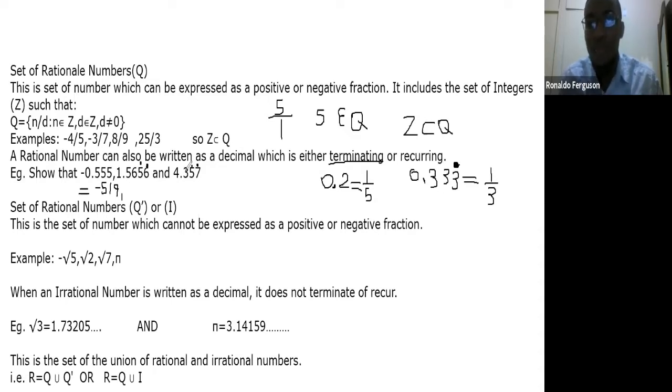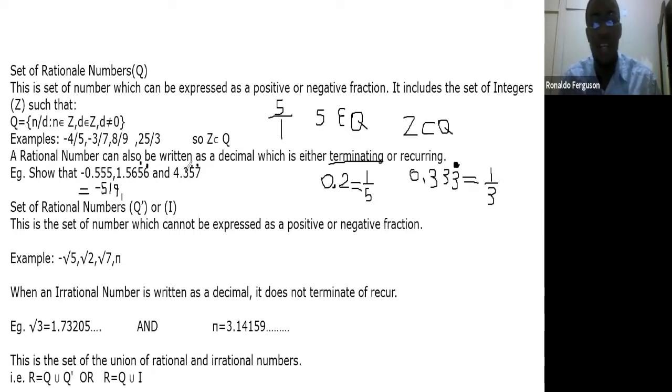We cannot find the real value of pi, and the real value of pi is an irrational number. It's an irrational number because it really cannot be written as a decimal. It doesn't terminate, and it's not recurring either. It's just continuing and continuing and continuing.